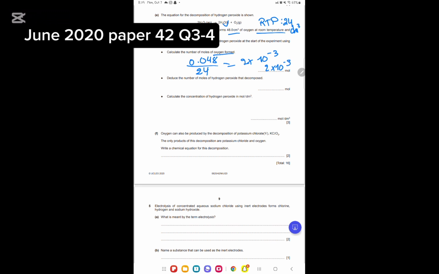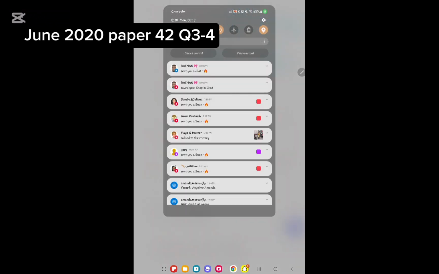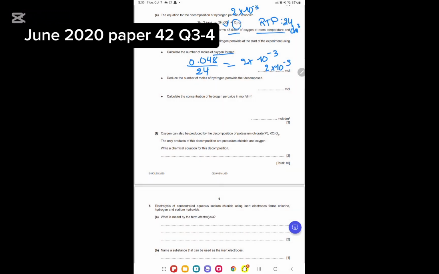Now, deduce the number of moles of hydrogen peroxide that decomposed. So very simply, if the number of moles of our oxygen is 2 times 10 to the negative 3, so 1 mole gave us 2 times 10 to the negative 3. How much will 2 moles give us?